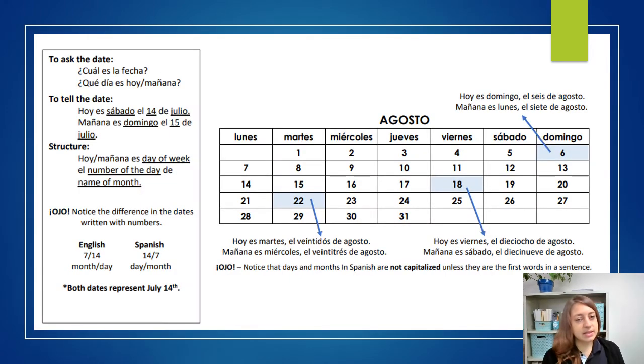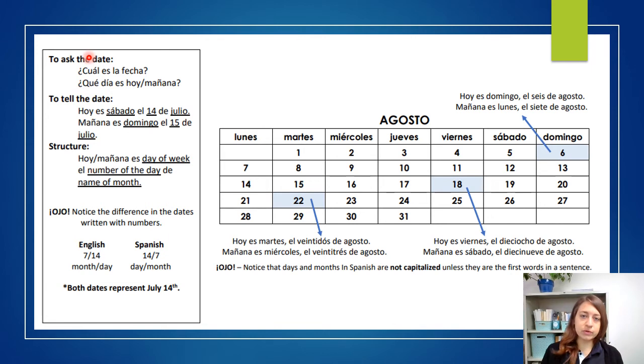All right, so this is the spot here in the box that I need you to write down for sure in your notes. And there are 2 ways to ask the date. You can ask the full date, or you can just ask what day of the week it is today, or what day of the week it is tomorrow. So the first one is, ¿cuál es la fecha? This is the question to ask if you want the entire date.